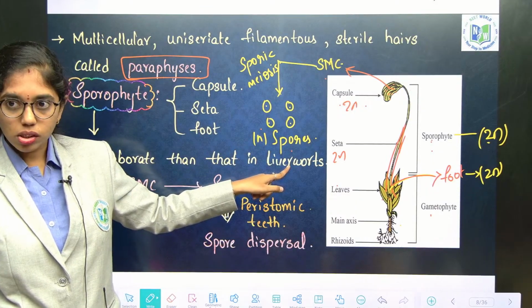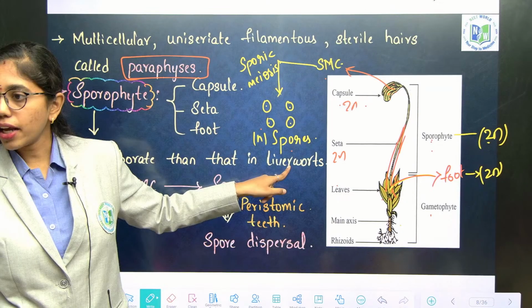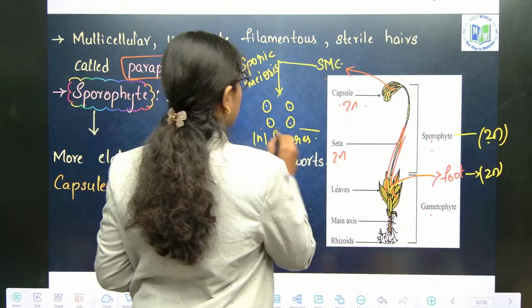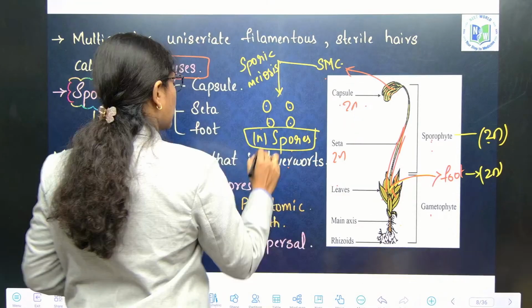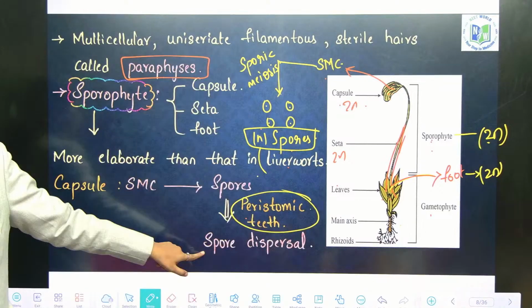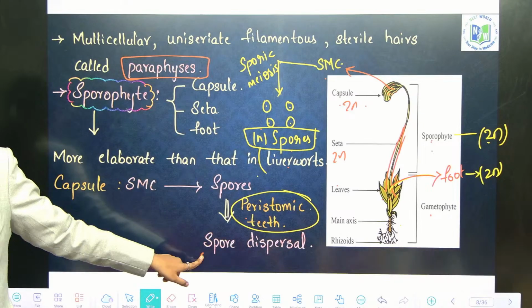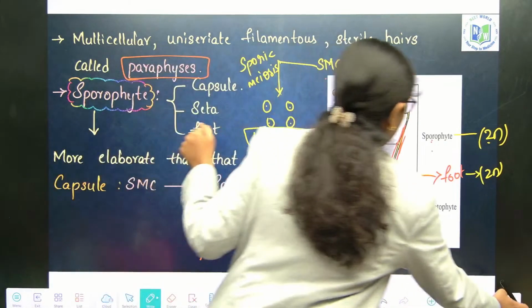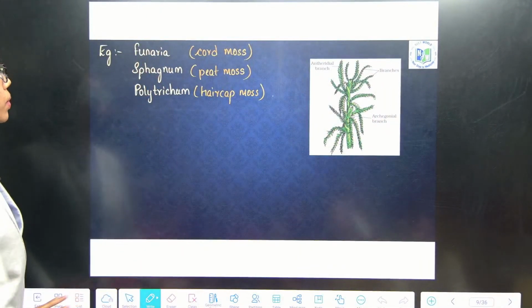In liverworts, for the dispersal of antherozoids, you have elaters. Here you have peristomial teeth. For the dispersal of spores, what do you have? Peristomial teeth. Peristomial teeth help in spore dispersal. Got it? Understood the life cycle, everybody? Okay. This is about mosses. These synonyms you have to remember.